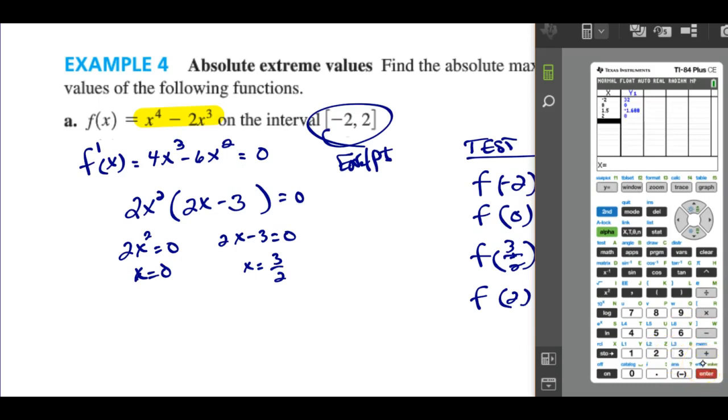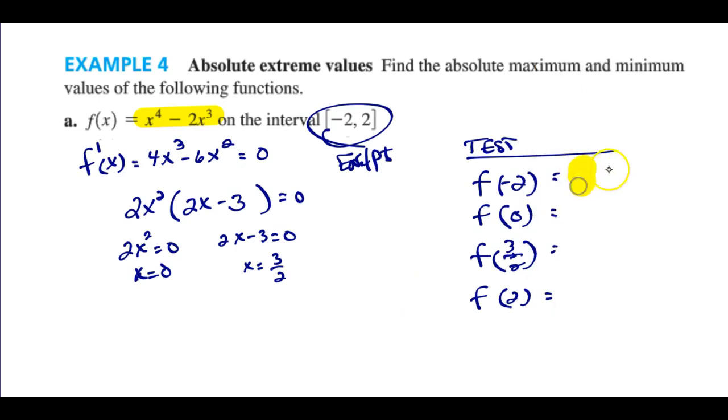So 32, 0, -1.6. Oh, let's go back here. 32, 0, negative 1.6. What was the last one? A 0 again?